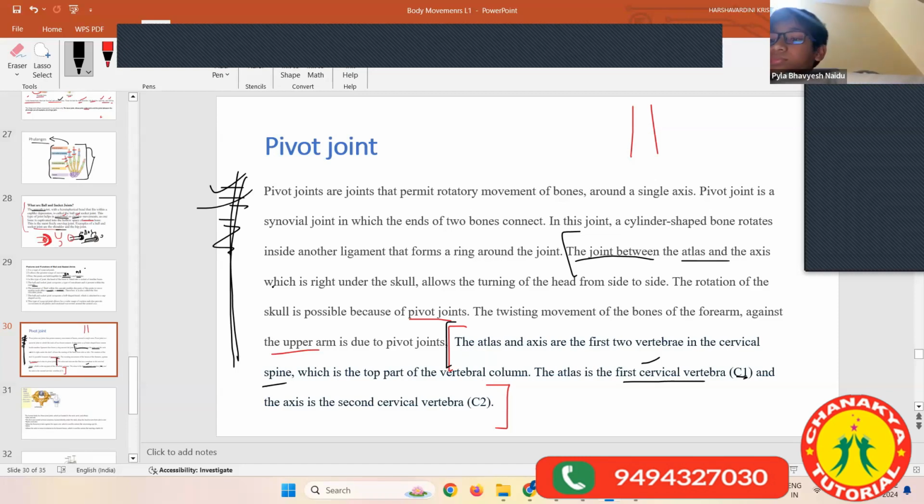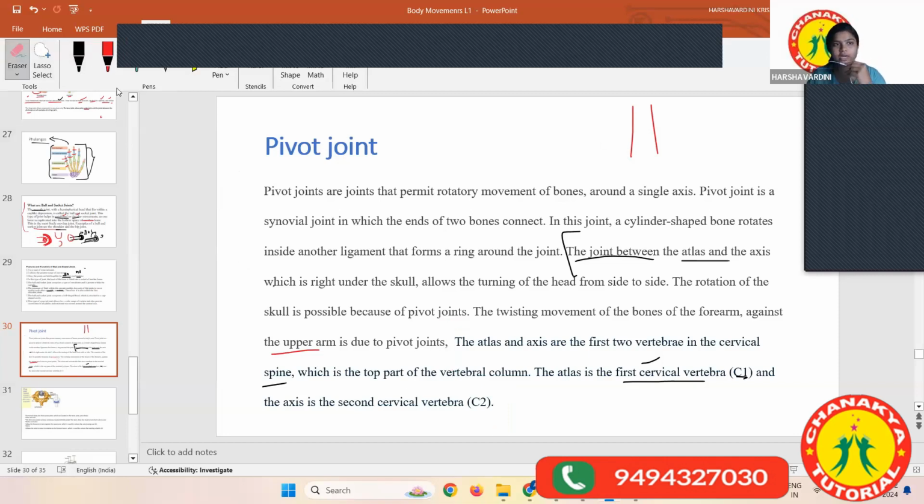Here it is allowing you to turn, right? Those two are the only ones allowing you to turn. The first two are very much under your brain. They allow your head to rotate from side to side. Now, that is also a pivot joint. The joint between atlas and axis is also a pivot joint. I hope you got the full thing given in this slide. The very important point we discussed is about atlas and axis.